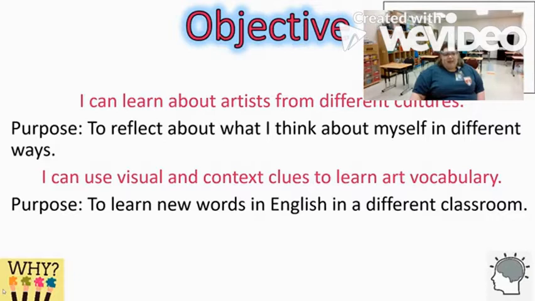Objective: I can learn about artists from different cultures. Purpose: to reflect about what I think about myself in different ways. Objective number 2: I can use visual and context clues to learn art vocabulary. The purpose: to learn new words in English in a different classroom.